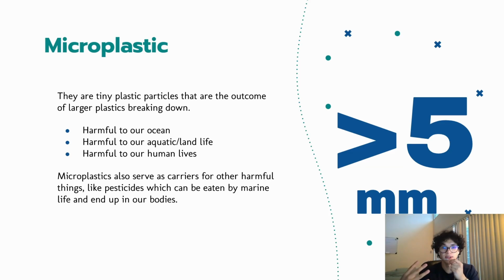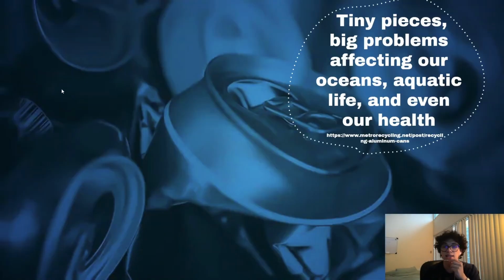food that we eat. They also serve as carriers for other harmful things like pesticides from agriculture or whatever other chemicals used that can be eaten by marine life and end up in our bodies as we eat them for food. They are also smaller than 5 millimeters, which is very small, and sometimes we can even miss it because our naked eye can't see that well. Tiny pieces cause big problems affecting our oceans, aquatic life, and even our human health.